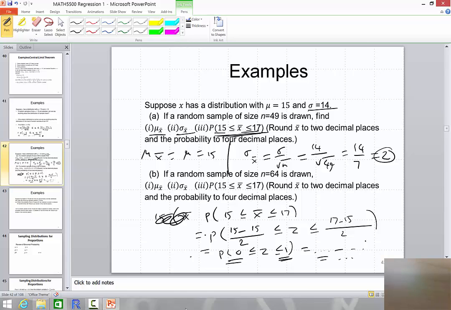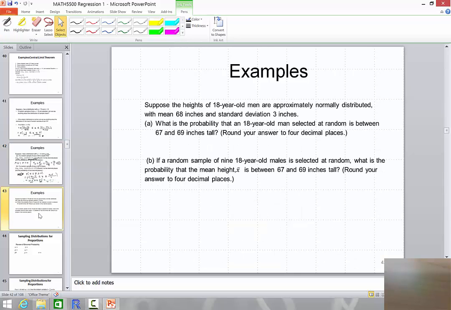Slide 41 and then 42 are very similar. Here the size is 64, and again the central limit theorem will work. So please work on this problem. This is part A, and I just did part A. Part B you do on your own. Okay, go to slide number 43.